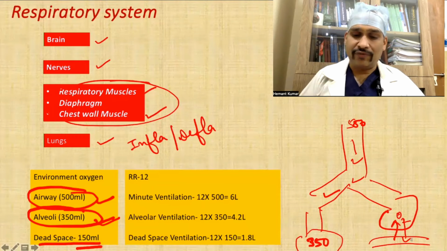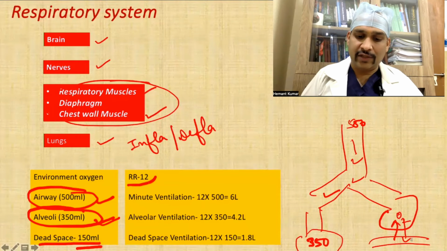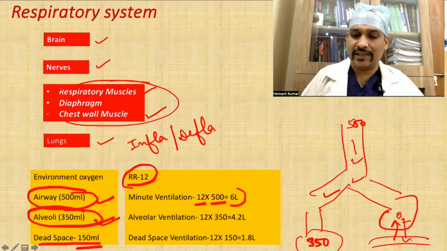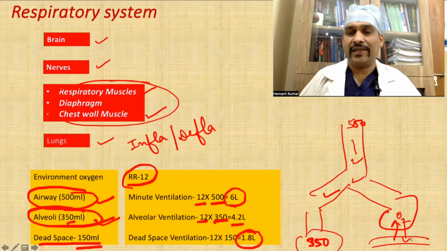Normally we breathe at a rate of 12. So how much is the minute ventilation? 500 ml times 12 is 6 liters. How much is the alveolar ventilation? 350 ml times 12 is 4.2 liters. And the remaining 1.8 liters is dead space ventilation, meaning there is no gas exchange.